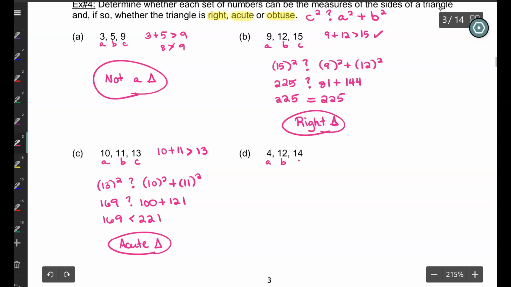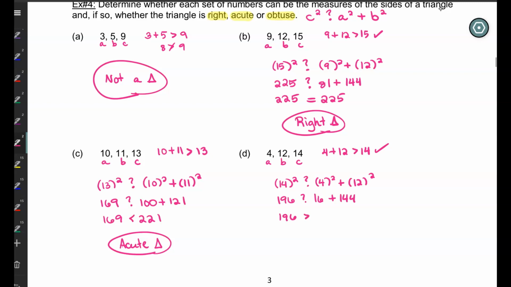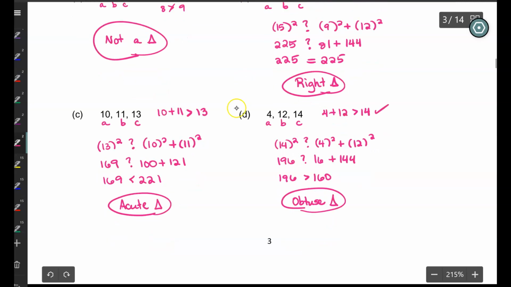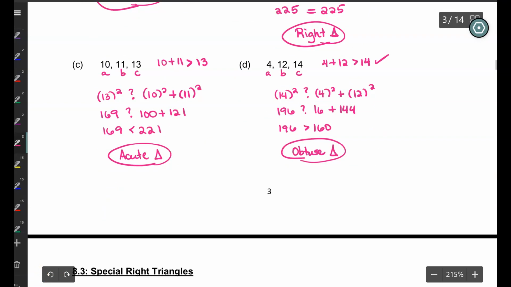Okay, last one here, A, B, and C. First, do they form a triangle? Yes. 4 plus 12 is greater than 14. Now I want to compare 14 squared to 4 squared and 12 squared. So 14 squared is going to be 196. We get 16 and 144, 160 total. That is definitely greater than, so 196 is greater than 160. When c squared is bigger, this is an obtuse triangle. And that is it for the Pythagorean theorem lesson.